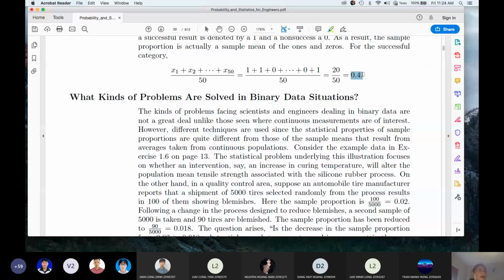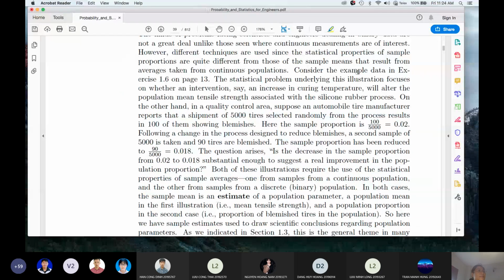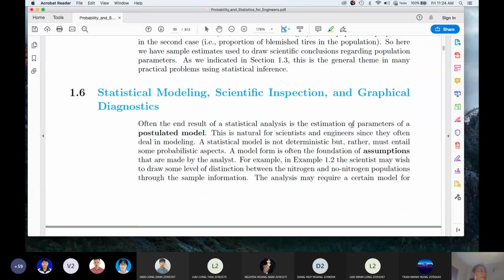This theory continues to be studied in a later chapter. It was found by a mathematician called Bernoulli. I think you studied the Bernoulli formula in high school, and Bernoulli gave us this sample proportion, which is the definition of probability. Okay, you can read more in the textbook.